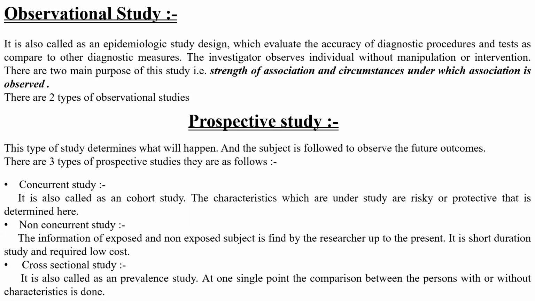Cross-sectional study: at one single point we come to know and we have to do the comparison of the persons who were included in the clinical trial, what characteristics are there, what actual effect is shown, or whether the effect is not shown; both are compared. It is a cross-sectional study. Next is retrospective study.